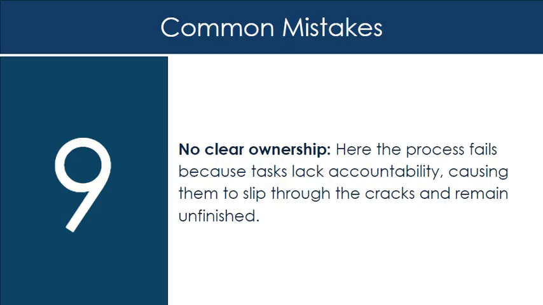And mistake 9. No clear ownership. Here the process fails because tasks lack accountability, causing them to slip through the cracks and remain unfinished. There will also be a priority issue, in that there will be conflicting priorities with all the other work required by associated personnel. As the adage goes, if everyone is responsible, sometimes no one is responsible. Each action should have a clearly identified owner.